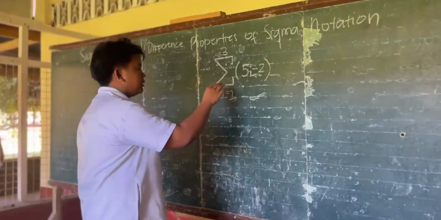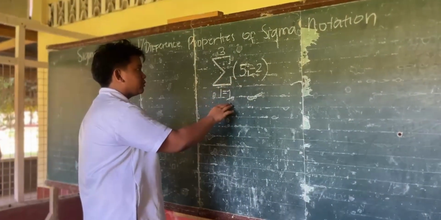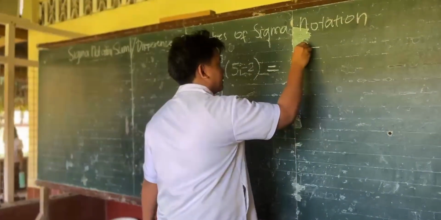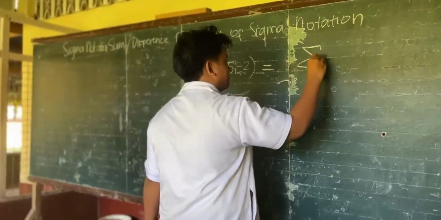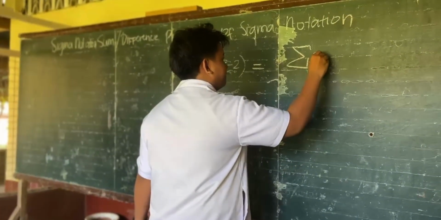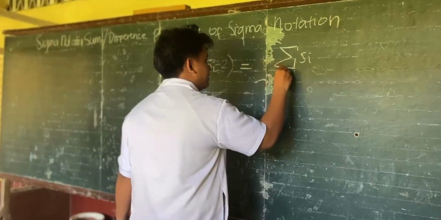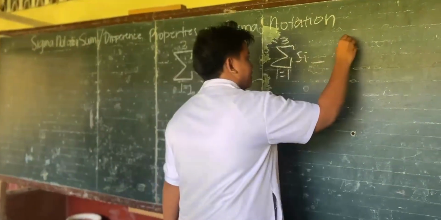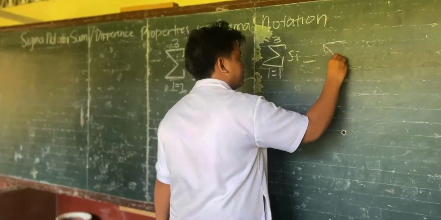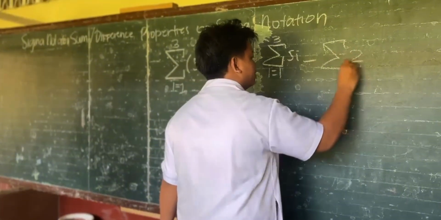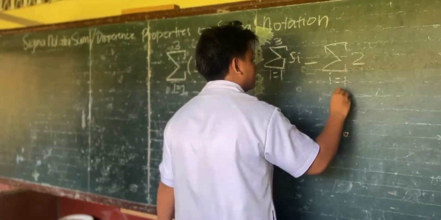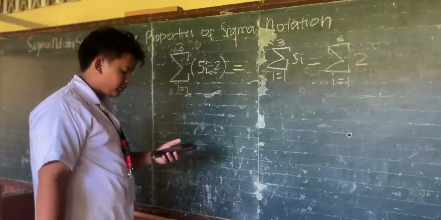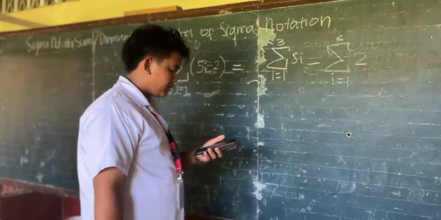So the summation of 5i minus 2 where i equals 1 to 3 equals the summation of 5i where i equals 1, 2, 3 minus the summation of 2 where i equals 1, 2, 3. And the second step we're going to do is to calculate the first term.